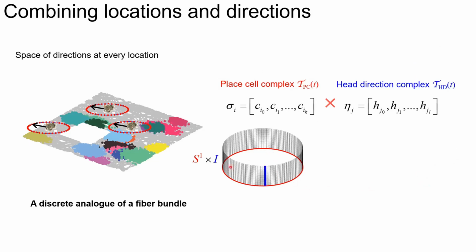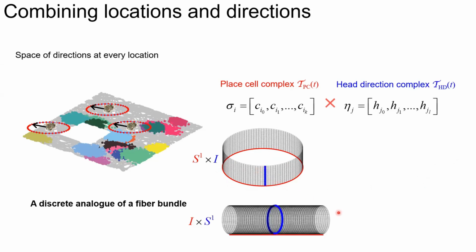Essentially, here's one example of such a space. You have a base of the bundle. Every point in the base is associated with, in this case, an interval. Or here's another example. The base is an interval and the fiber is a circle. Every point in the base is associated with a circle. So this is the kind of construction I'm talking about here.